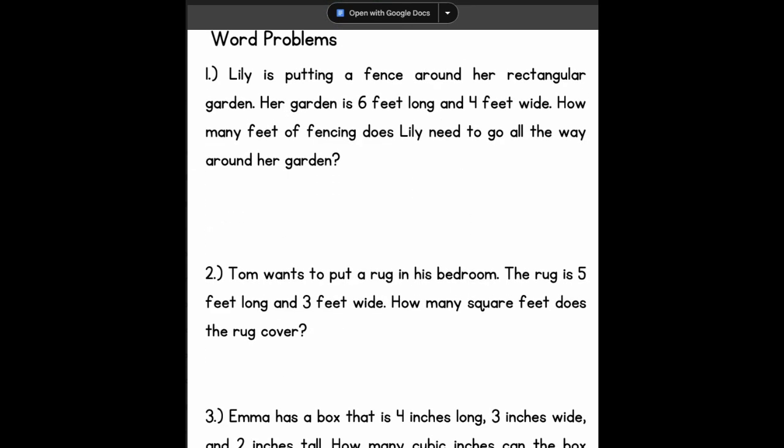Lily is putting a fence around her rectangular garden. Her garden is 6 feet long and 4 feet wide. How many feet of fencing does Lily need to go all the way around her garden? Rectangles have 2 pairs of equal sides. So 6 and 6, and then 4 and 4. 6 plus 4 is 10, and 6 plus 4 is 10, and 10 plus 10 is 20. So Lily needs 20 feet of fencing to go around her entire garden.